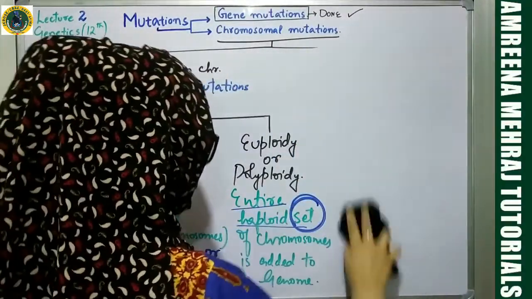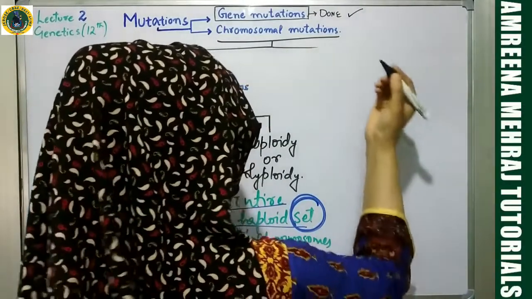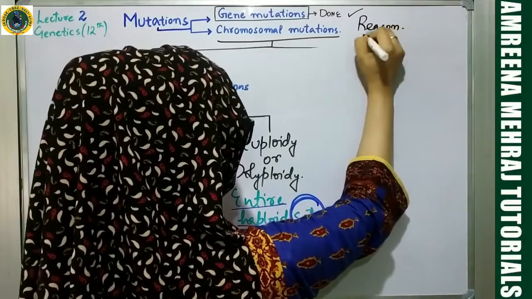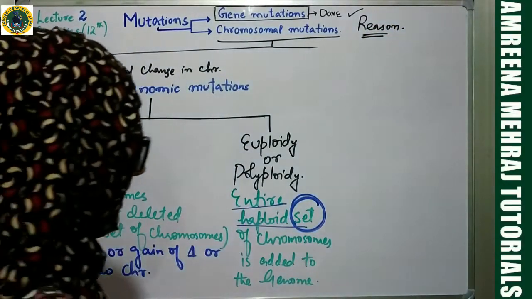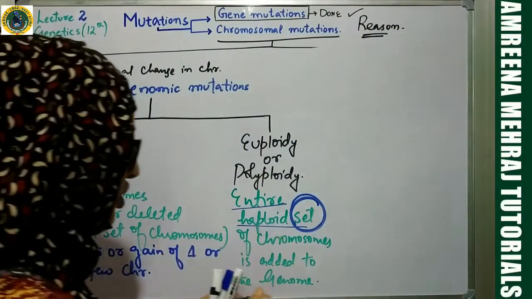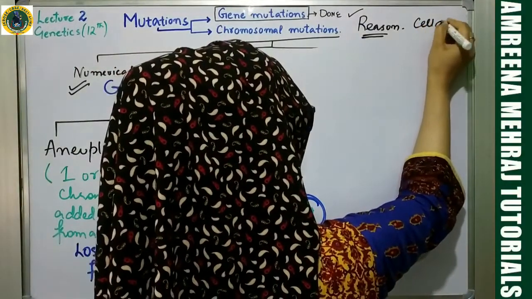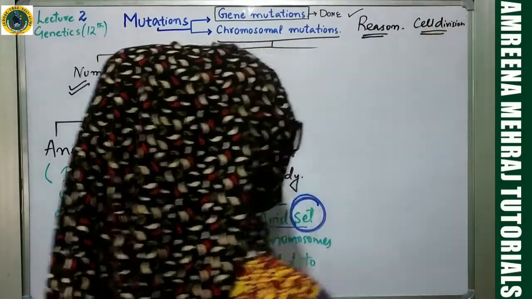My dear students, you might be knowing this thing. This is very basic. Try and understand. Pay attention. I'll now be giving you a reason for this aneuploidy specifically. Rather, you can get the reason behind the numerical change in chromosomes. The reason lies in cell division.